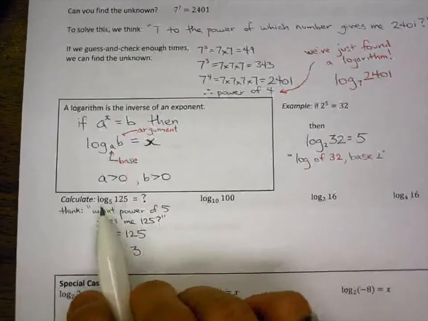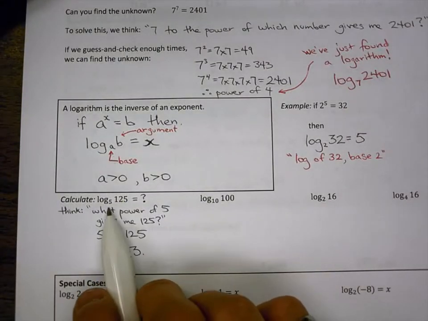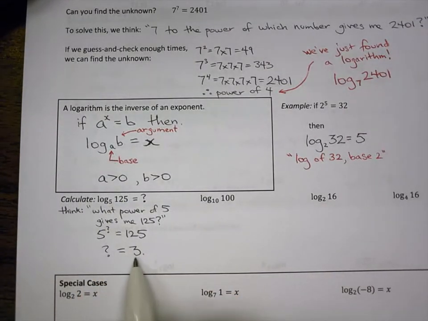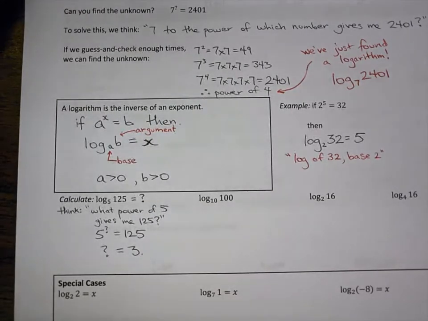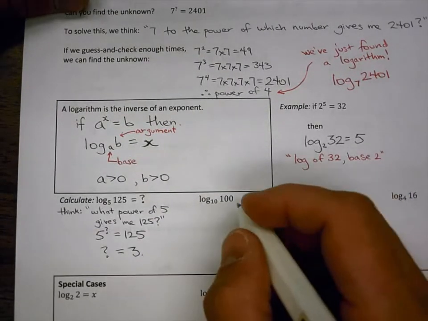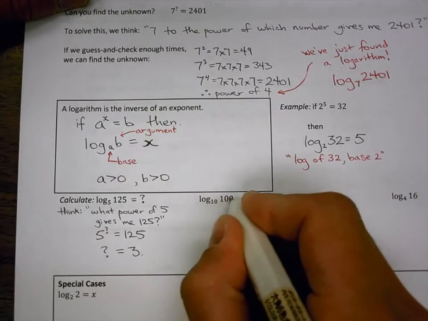So I would say if you went to the top of the school, what's log 125 base 5? Someone would say 3. And you'd say thanks. Okay, let's try this one. So log 100 base 10.